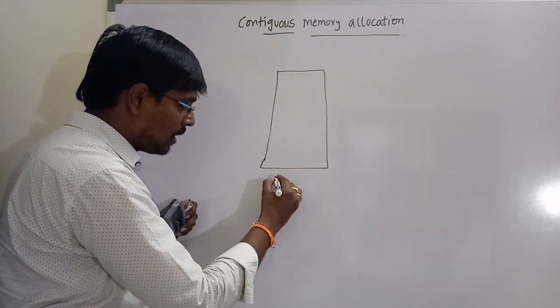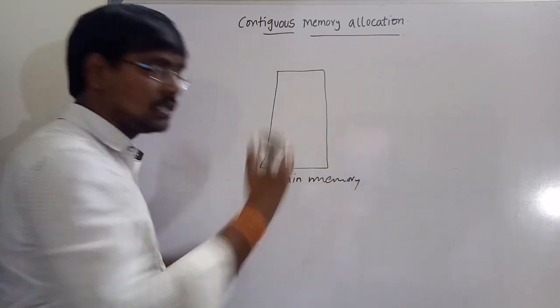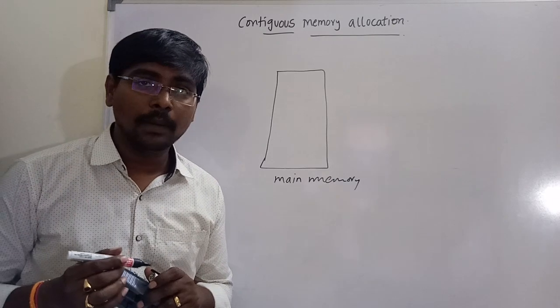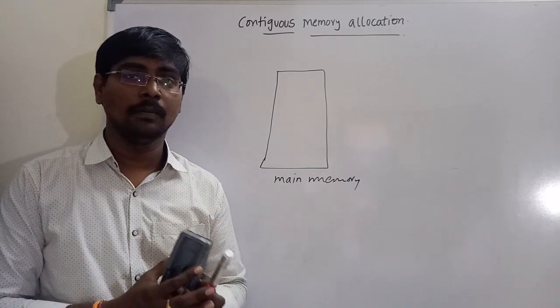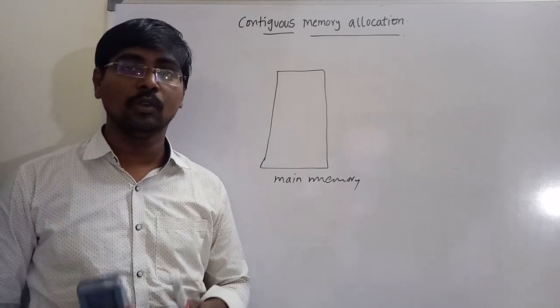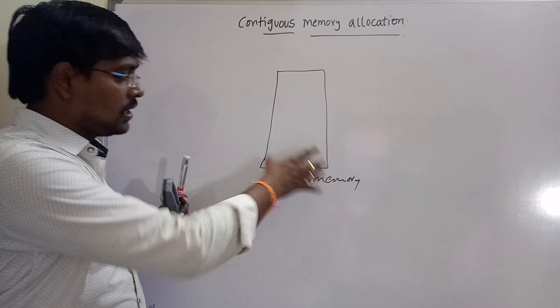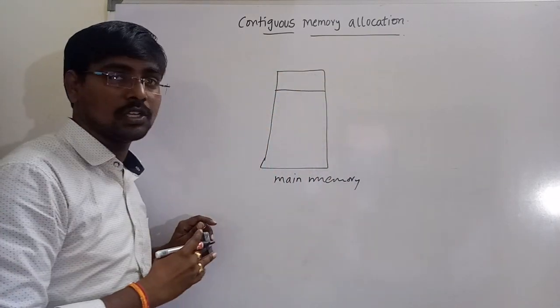Assume this is the main memory. The main memory has to accommodate both the operating system and the user process. Suppose this main memory is divided into two partitions.